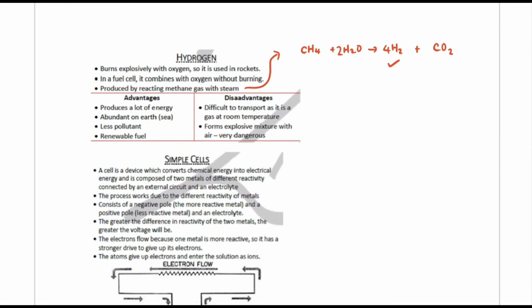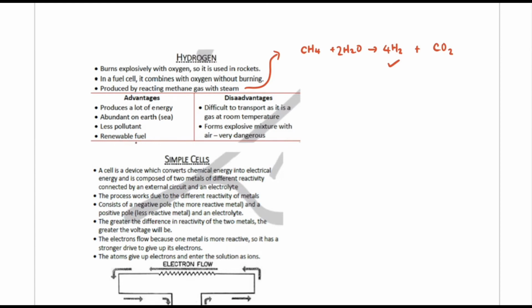Sea. Okay, so that means the sea has a lot of hydrogen. How? Of course they don't give any detail. Sea water, H2O. Less pollutant. Of course, you burn hydrogen, less pollutants produced because hydrogen reacts with oxygen to form H2O, so not so polluting.